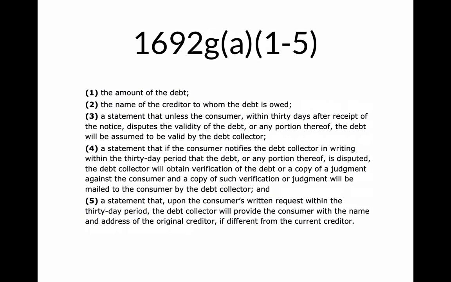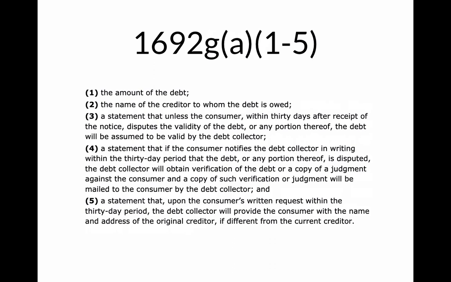If a judge says you lose this lawsuit, you owe the debt, that's about the best kind of proof there is. And so it'll get that, but not just that the debt collector will get that verification or that copy of the judgment, but it will mail that to the consumer. Again, not just call them on the phone and say, hey, we got this judgment, you can go look it up. They've got to mail it to the consumer.